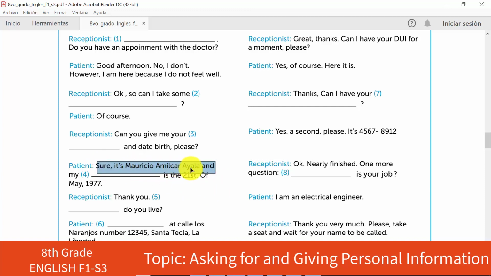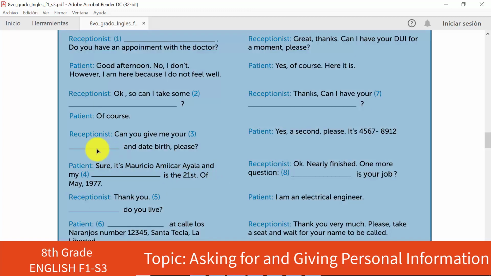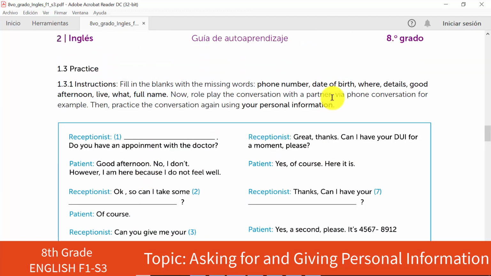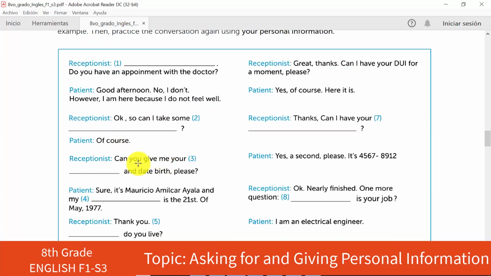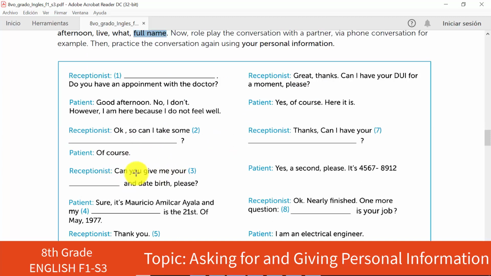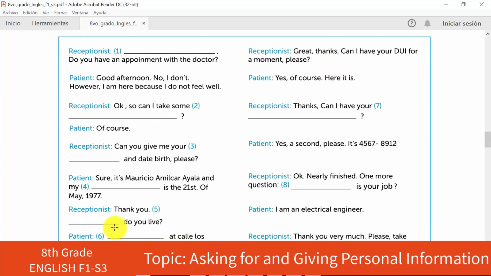What is this? ¿Verdad que es un nombre? Entonces hay que buscar aquí donde diga nombre arriba. ¿Ok? Name. Aquí está. Miren. What is your full name? Can you give me your full name? Y lo escribimos ahí. ¿Ok?